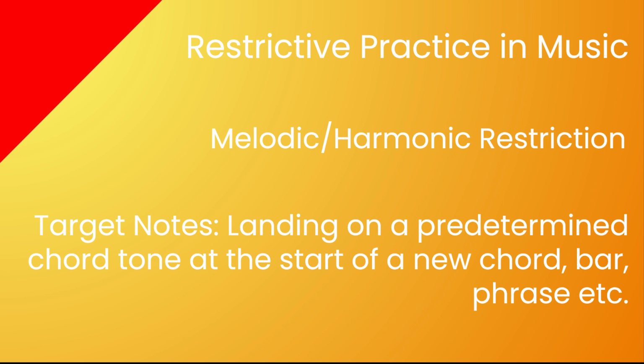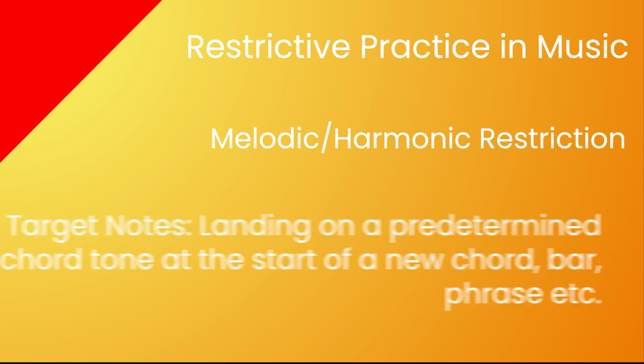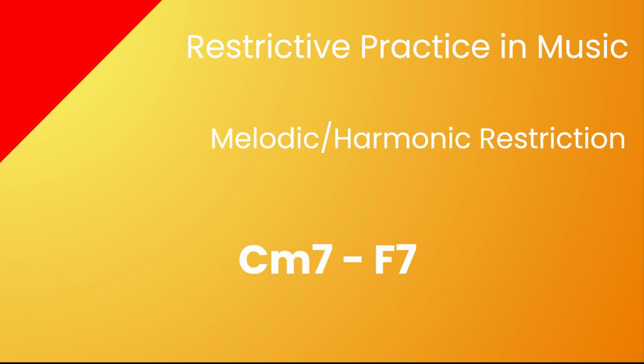So for example, if you're going from, I don't know, C minor 7 to F7, and your chosen target note is the third, then you know that going from C minor 7 to F7, you're going to be going from E flat, which is the third of C minor 7, to A, which is the third of F7.